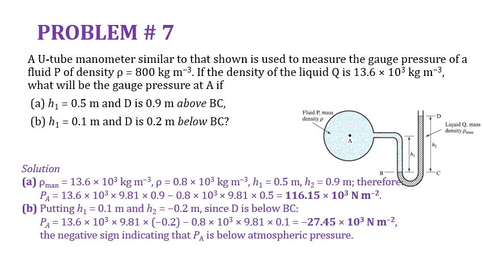So rho man is 13,600 kg per meter cube. So PA is 13.6 into 10 to the power 3 into 9.81 into 0.9 minus 0.8 into 10 to the power 3 into 9.81 into 0.5. So this came out to be 116.15 into 10 to the power 3 Newton per meter square. So this is very simple. Simply substitute the values.